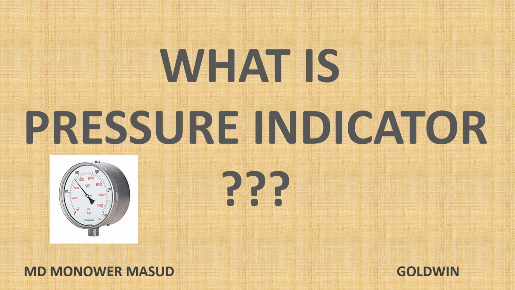What is a pressure indicator? A pressure indicator is a device or instrument used to measure, display, or indicate the pressure of a fluid or gas in a system. The primary purpose of pressure indicators is to provide users with information about the pressure conditions within a process, system, or equipment.